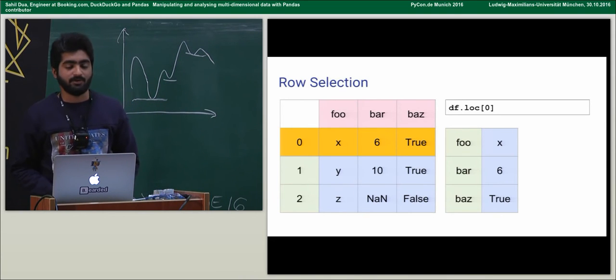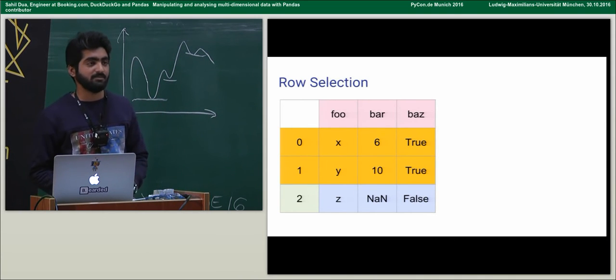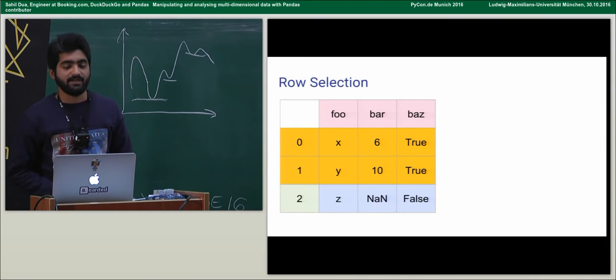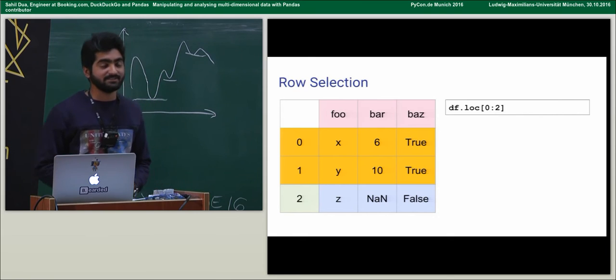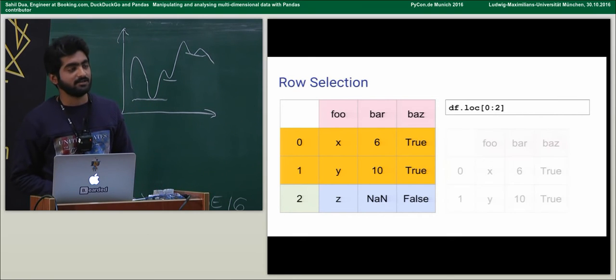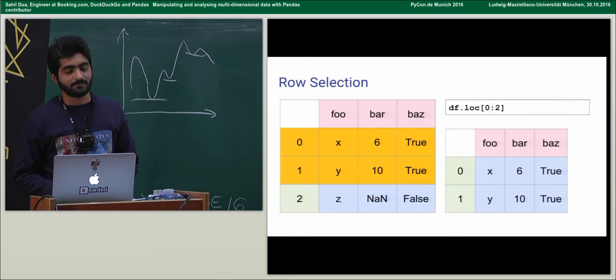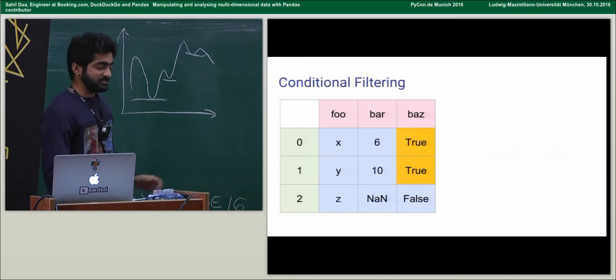And if we want to select multiple rows, we can do this. It's almost like the Pythonic way of doing things, and this time we will get a data frame. So this was easy, right?